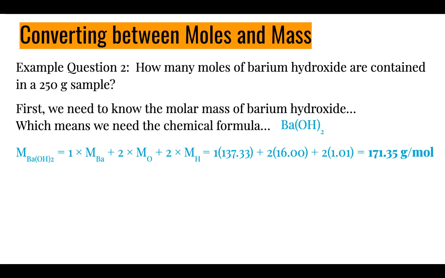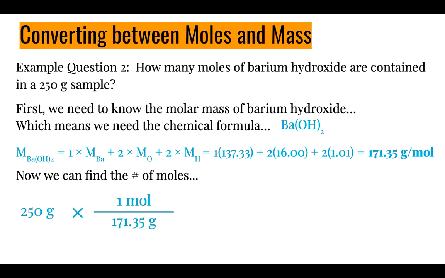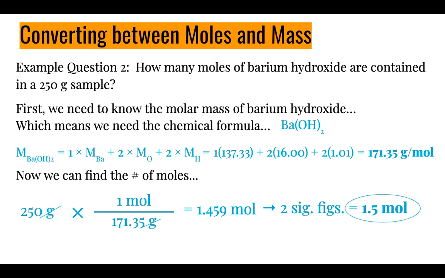Now that we have our conversion factor, we can go ahead with solving the question. Start with the number given in the question, 250 grams. Since we're trying to find the number of moles, we're going to put 1 mole on the top of our conversion factor and the 171.35 grams on the bottom. So now the grams cancel and we're left with moles, which is what we would like. So you would do 250 divided by 171.35, and that gives you an answer of 1.459 moles. Then we check our significant figures. 250 grams has 2 significant figures, so we express our answer to 2, so we have an answer of 1.5 moles.